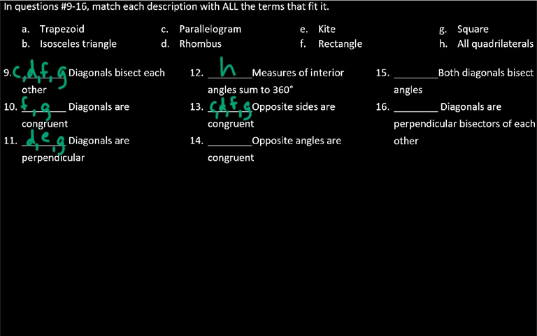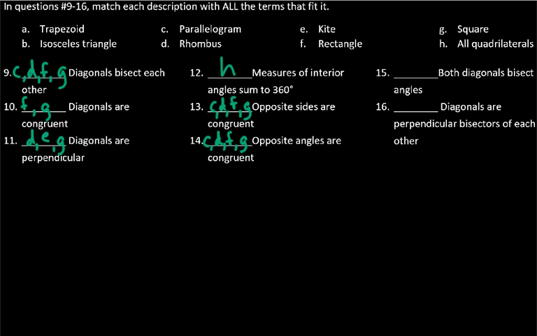Opposite angles are congruent. Trapezoid, no. Parallelogram, yes. Rhombus, yes. Kite, no. Rectangle, yes. Square, yes.